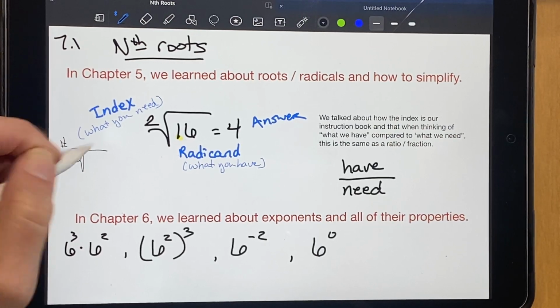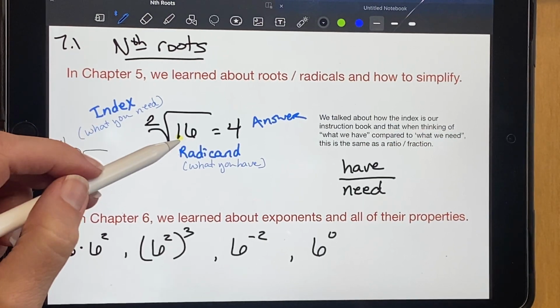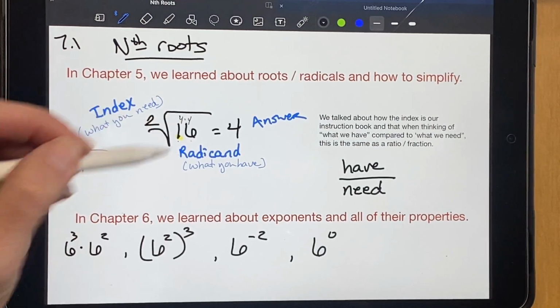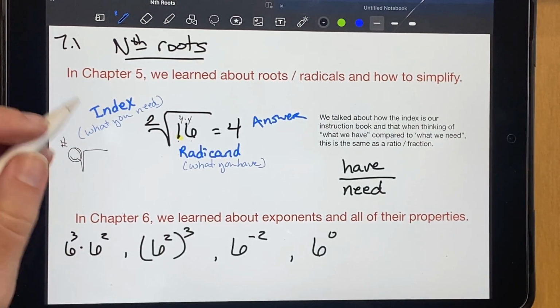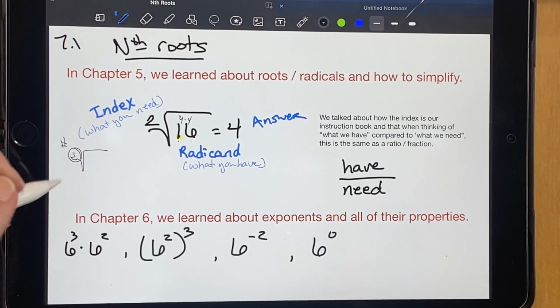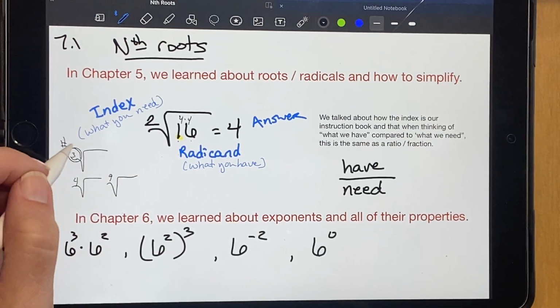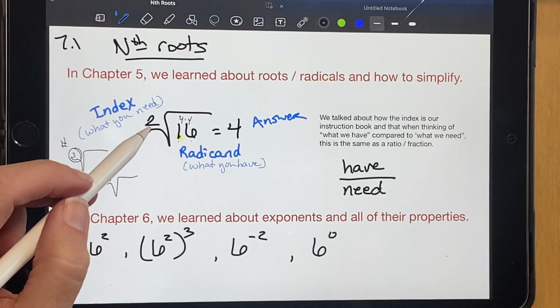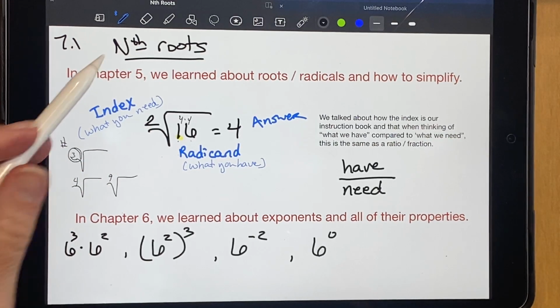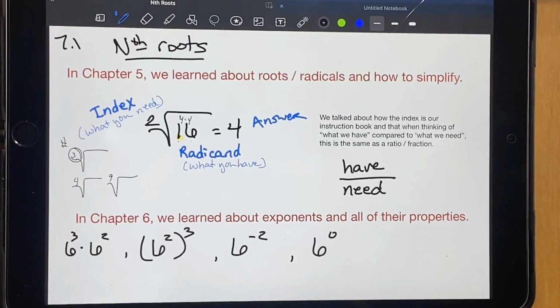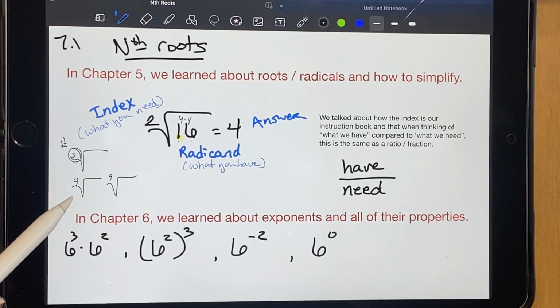So now instead of only working with square roots where we were looking for pairs of 2, like in this case it would be 4 times 4, it can be any number. So we might be finding cube roots, we might be finding 4th roots, we might be finding 9th roots. Any time that it's any number other than 2, it's just called an nth root. So not something new, just a different name so that we can describe it differently. They still work exactly the same.